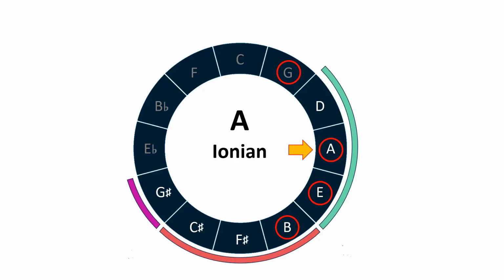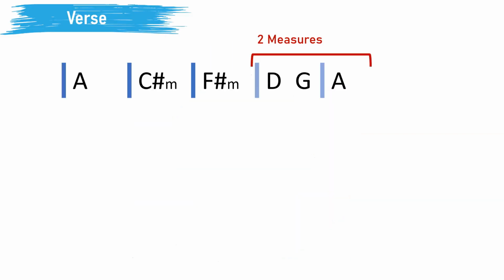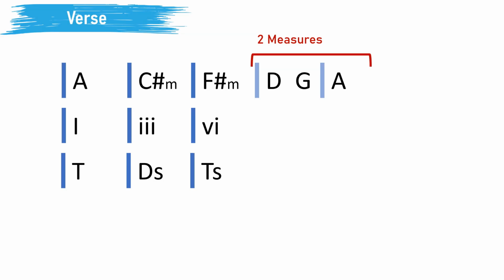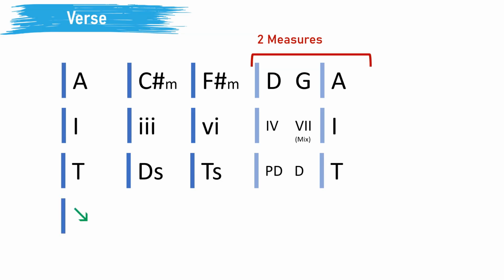Checking the circle of fifths, C sharp minor and D confirm that the scale is A Ionian. So, great, and what about the movement? A, the first, functioning as tonic. C sharp minor, the third, functioning as dominant substitution. F sharp minor, the sixth, functioning as a tonic substitution. And at the end, D and G functioning as a predominant and dominant respectively, before returning to the tonic A. Thus, the progression moves up and down, alternating between tension and release, resulting in a sense of linear motion.